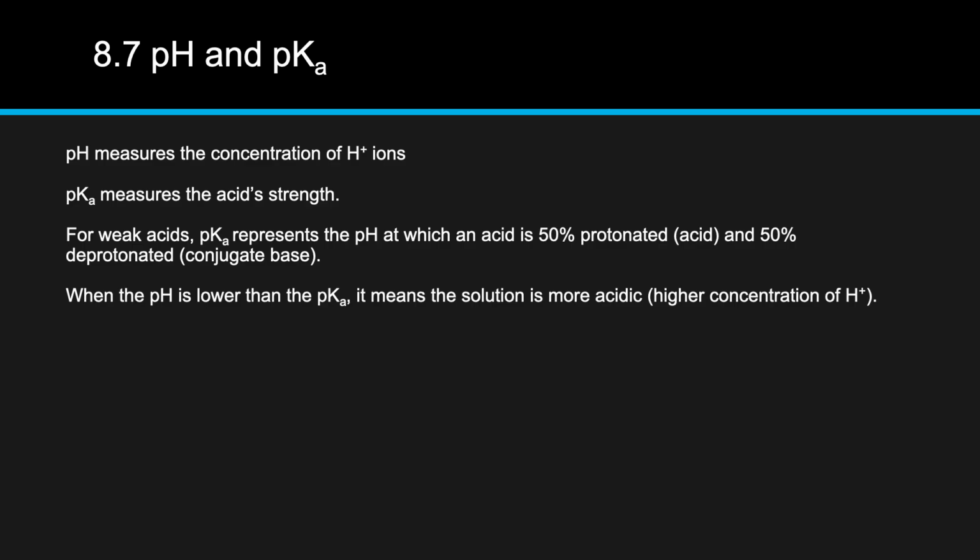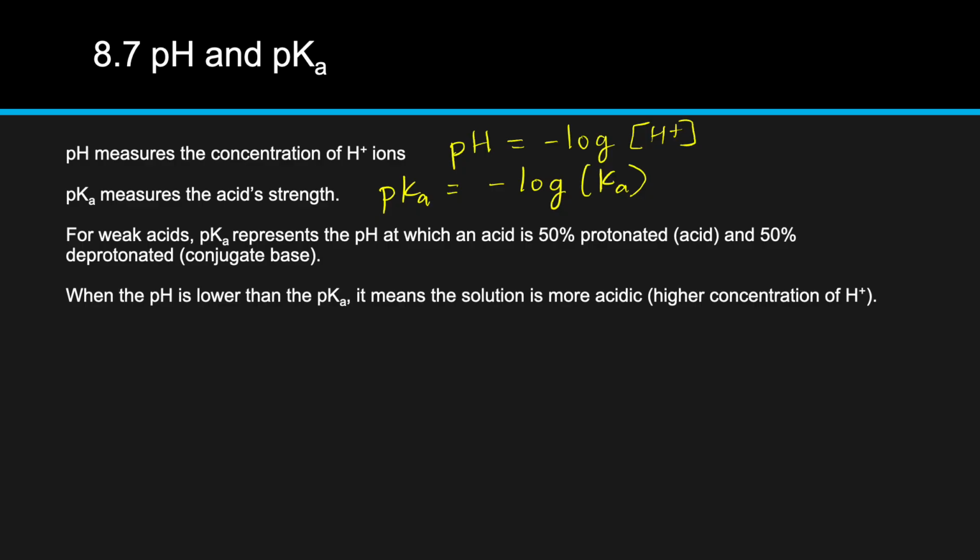All right, so brief review. Remember, pH measures the concentration of H+ ions. On your formula sheet, it is written as pH is equal to the negative log of the concentration of H+ or H3O+ ions. pKa is going to measure your acid strength. pKa is defined by calculations as the negative log of your equilibrium constant for your acid.